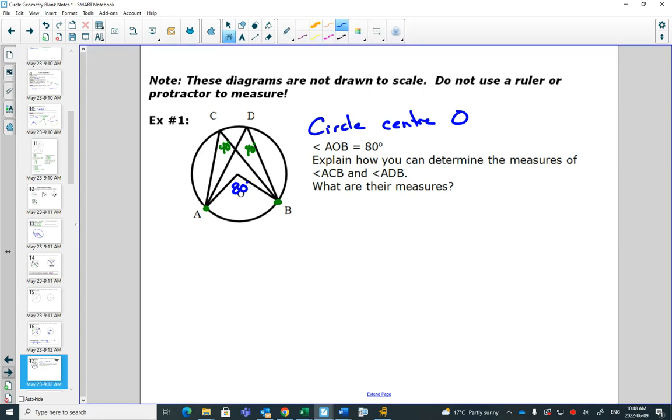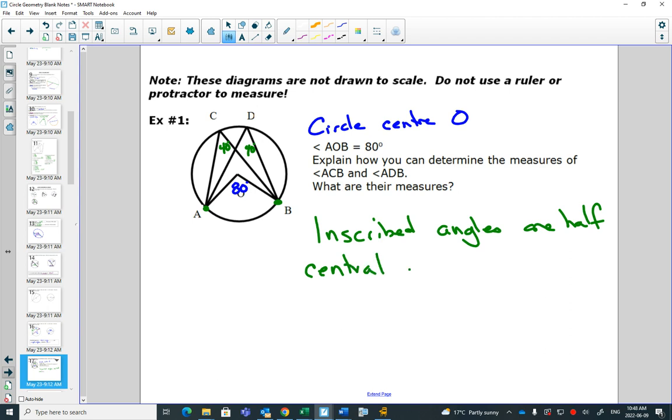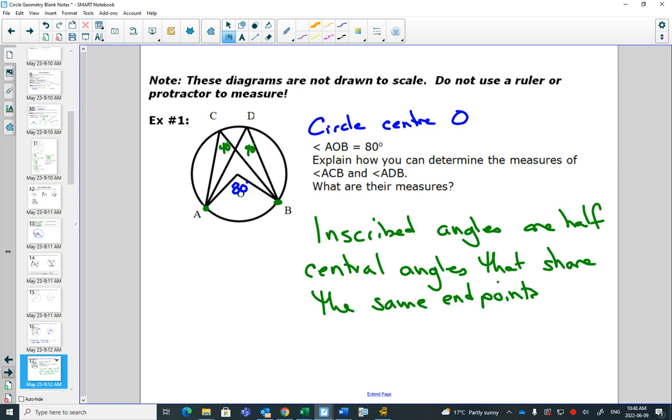So, how would we describe it? What rule did we use? We have to describe the rule. Inscribed angles are half of central angles that share the same endpoints.